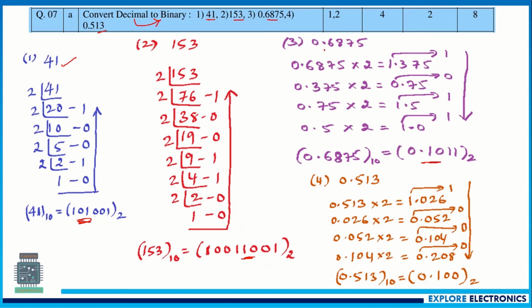And if there is a decimal part, 0.6875, we need to convert it into binary, meaning we need to multiply by 2 and take the integer part to the outside. It becomes 1. Again the decimal part we need to multiply by 2. So likewise we need to do for some 4 to 5 decimal places.